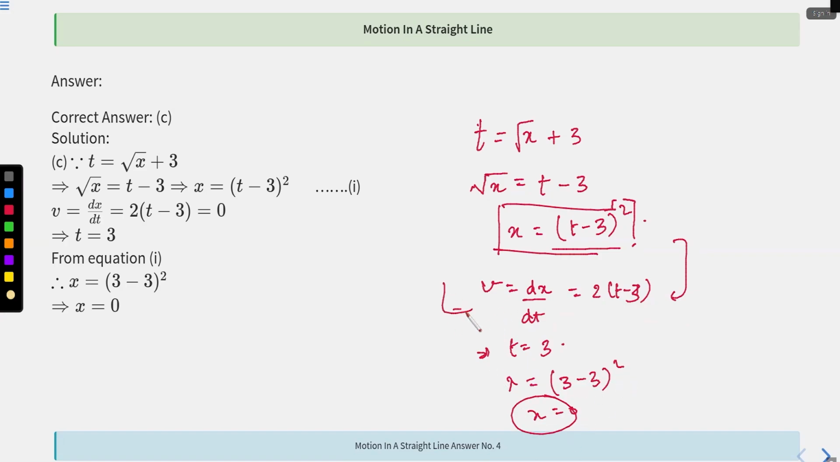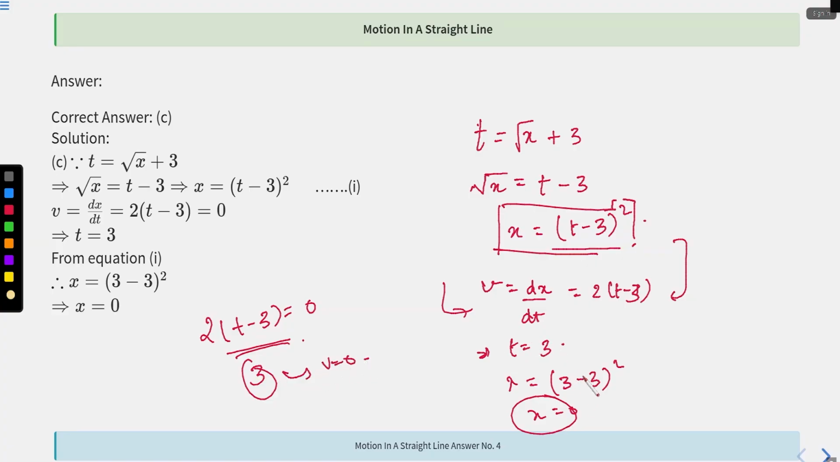They have said, what if the velocity is 0, right? So you just compute 2 into (t minus 3) equals 0. This is a normal linear equation, right? So what is the root of this linear equation? 3. So at time t equals 3, I can say that the velocity will be 0.